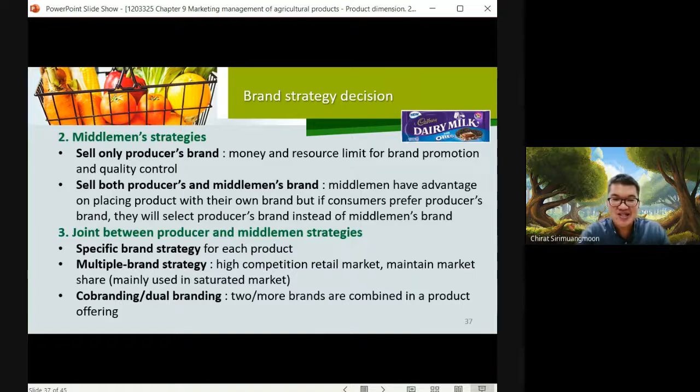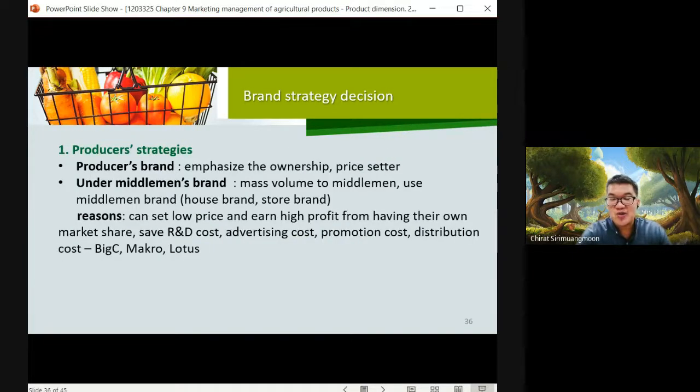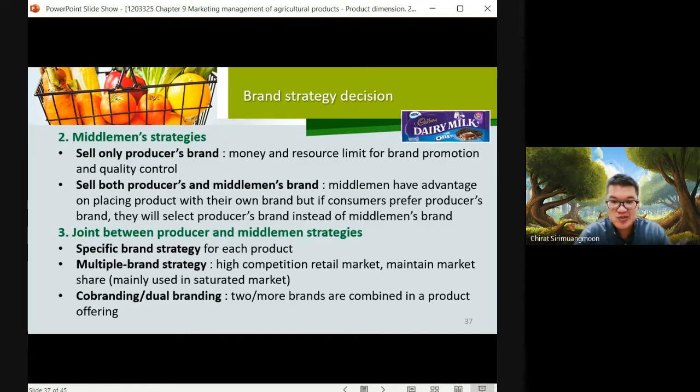Second one, middleman strategies. We just talked about the producers' strategies. How about middleman strategies? In terms of middlemen, sometimes you can sell only the producer brand, like the Cadbury Dairy Milk. You can sell just these products because you think you don't have a lot of money and resources, so you don't need to promote it. Just sell this brand only.